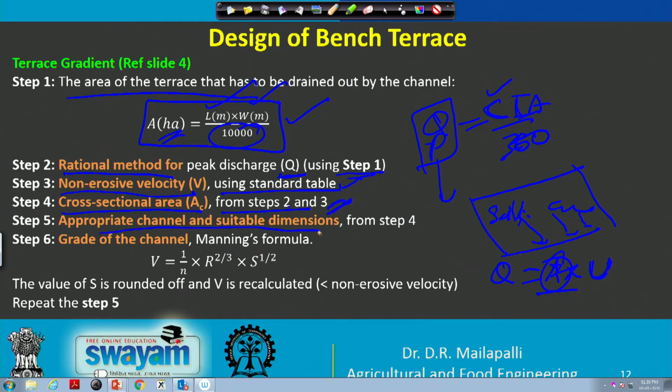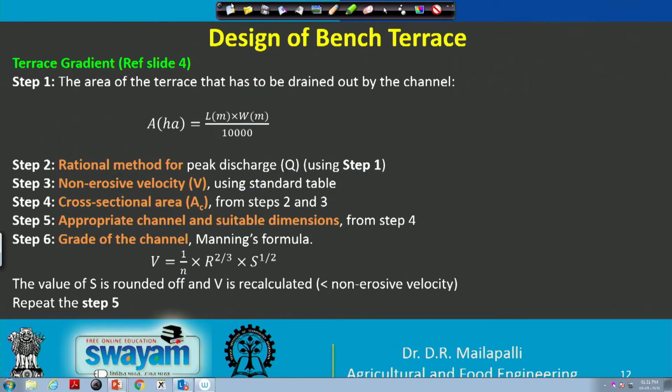So, an appropriate channel and suitable dimensions will be assumed. Here, assume the particular cross section. From knowing the area of cross section, you can assume suitable dimensions. Now, decide the grade of the channel using Manning's equation. This is known from the standard tables. Now, S will be fitted to round off the safe velocity in the channel, that is, the non-erosive velocity. This way the grade will be estimated for the bench terrace.